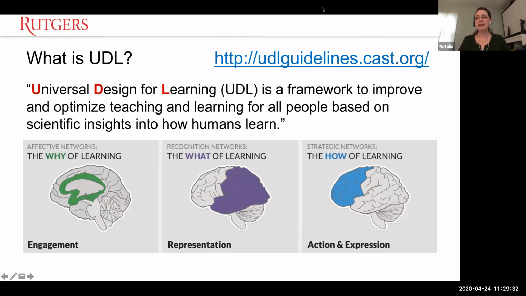Universal Design for Learning is a framework. It's an approach to improve and optimize teaching and learning for all people based on scientific insights into how humans learn. So that framework is basically divided into three areas. First one, affective network, the why of learning. We're going to slow down on that particular area in just a moment.